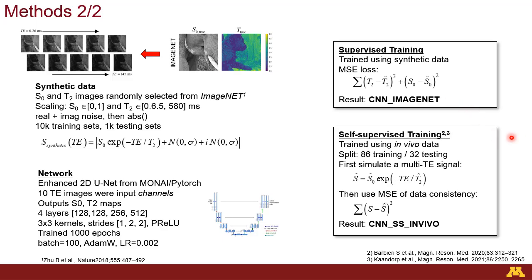We trained a second convolutional network using a self-supervised strategy previously proposed for diffusion applications. For this, we use only in vivo data, and we define a data consistency loss function. The model predicts an S0 and a T2 estimate. We use this to synthesize an image series, S hat, and then we take the mean square error between the synthesized series and the measured series as a loss function. This model we call the CNN self-supervised in vivo.